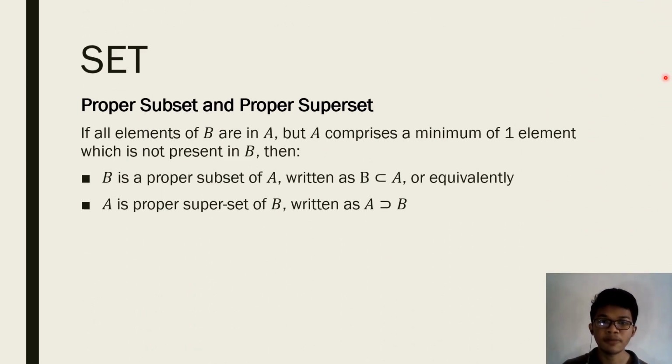Now about proper subset and proper superset. If all elements of B are in A, but A comprises a minimum of one element which is not present in B, then B is a proper subset of A, written like this, or equivalently, A is a proper superset of B, written like this.